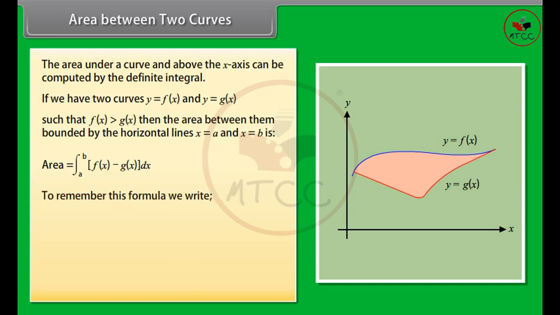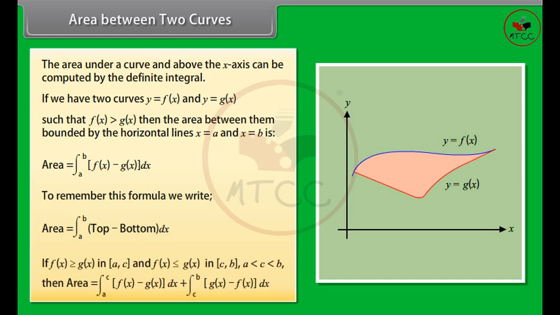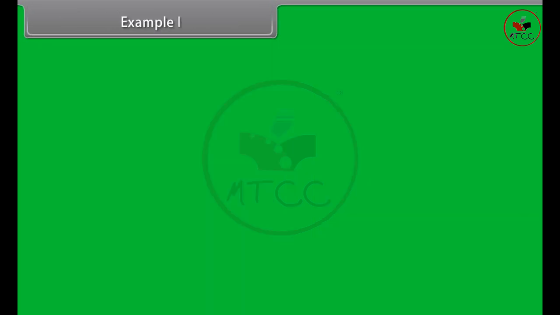To remember this formula, we write area is equal to the integral from a to b of top minus bottom with respect to x. If f(x) is greater than or equal to g(x) in [a, c], and f(x) is less than or equal to g(x) in [c, b], where a is less than c is less than b, then area is equal to the integral from a to c of f(x) minus g(x) with respect to x, plus the integral from c to b of g(x) minus f(x) with respect to x.